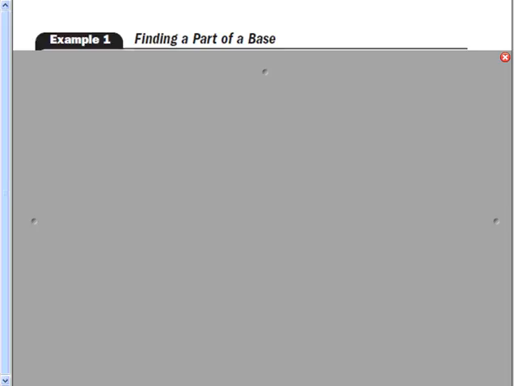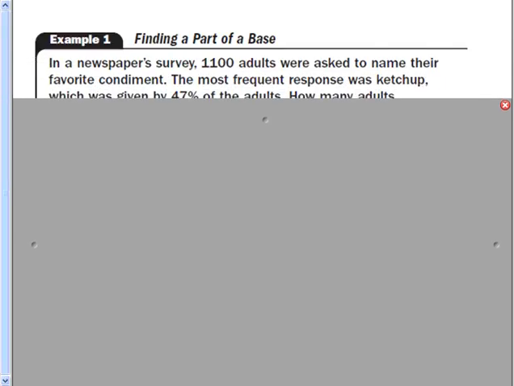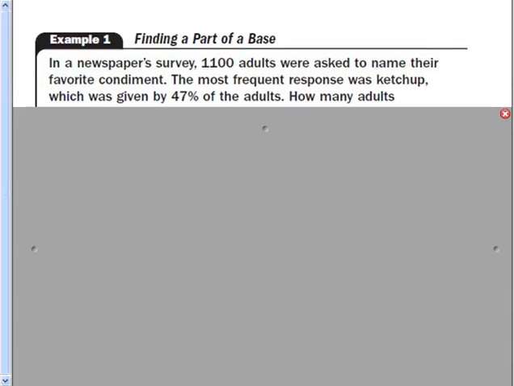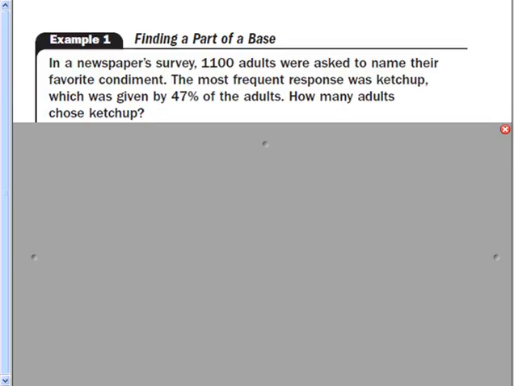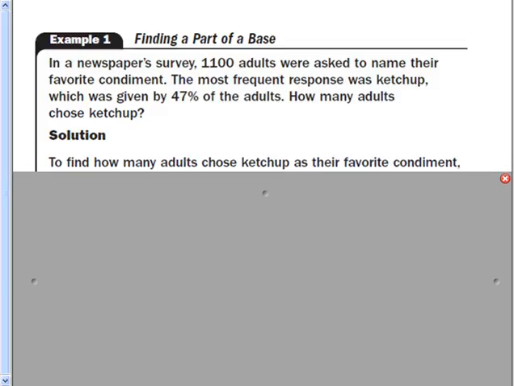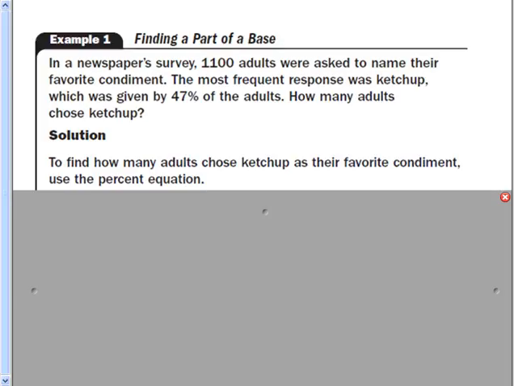All right, moving over to my note-taking guide, I'm going to do a similar example about finding a part of a base. In a newspaper survey, 1,100 adults were asked to name their favorite condiment. The most frequent response was ketchup, which was given by 47% of the adults. How many adults chose ketchup? So their solution to find out how many adults chose ketchup as their favorite condiment, use the percent equation.